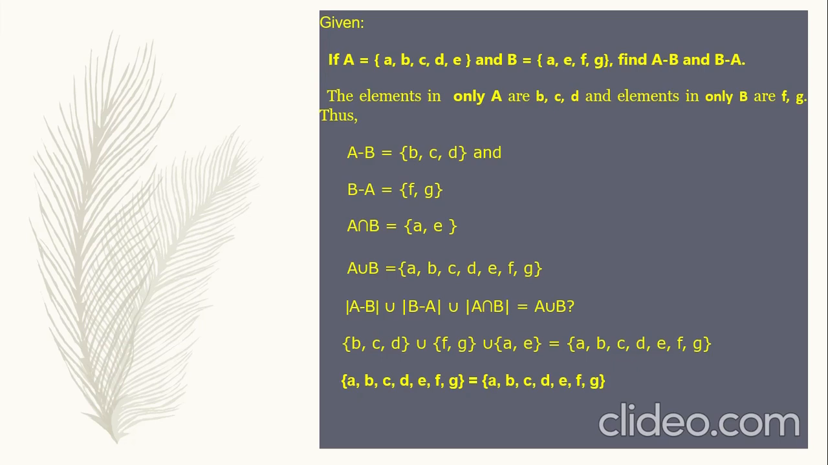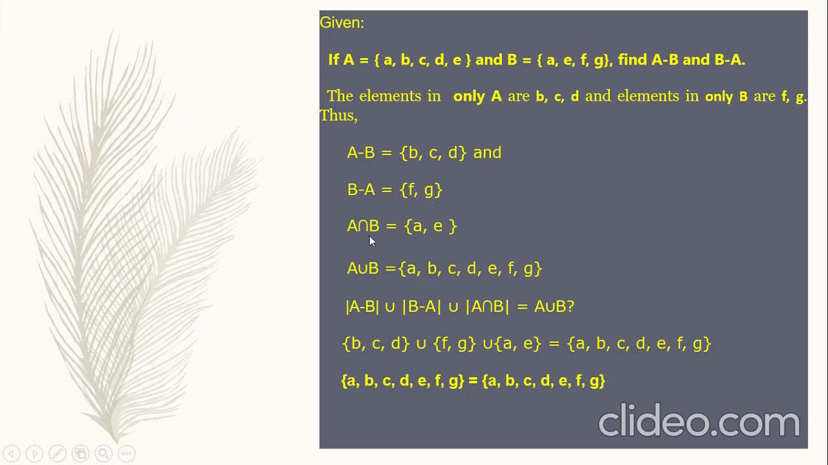Now, to get the elements of the difference of B and A, this time, hahanapin mo yung elements of B that cannot be found in A. So, looking at the elements of sets A and B, we can say that elements in B that cannot be found in A are F and G, because A and E can be found in A. So, we only have F and G.